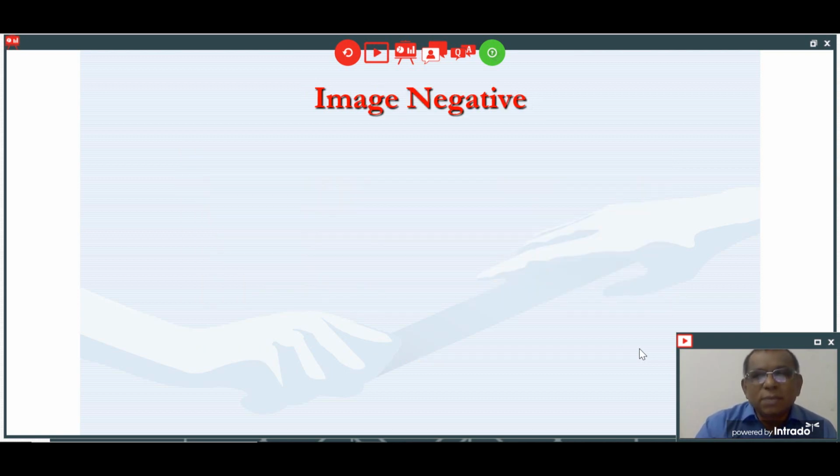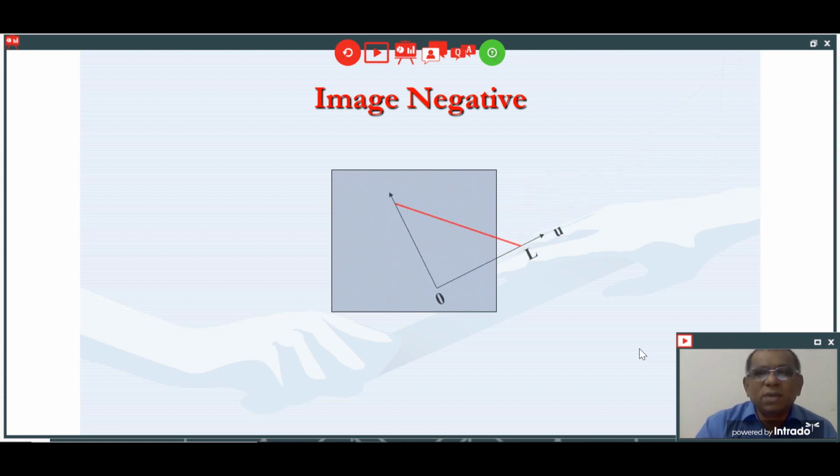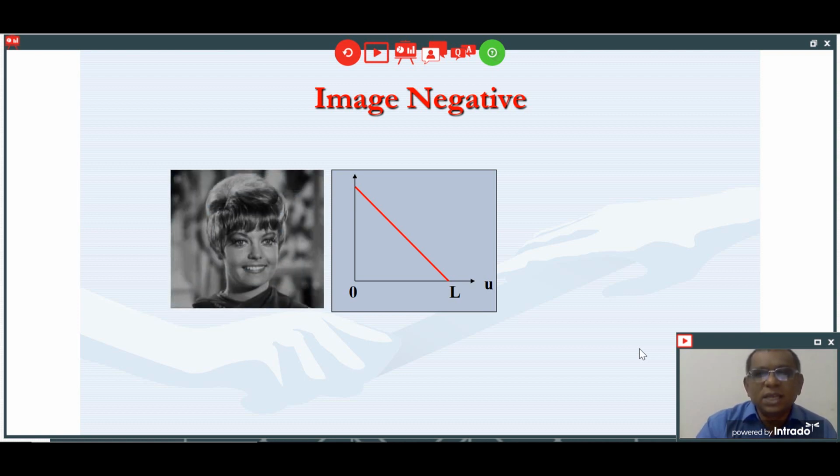Then the next one is image negative. This is a gray level transformation. U is the input image, V is the notation for the output image. If the input gray level is 0, the output gray level is maximum. If the input gray level is maximum, the output gray level is 0. It is called inversion or image negative.